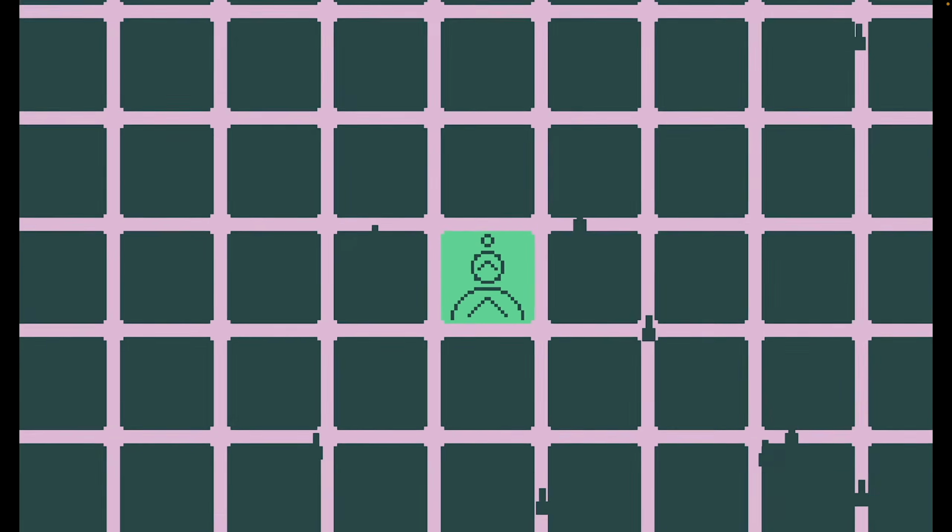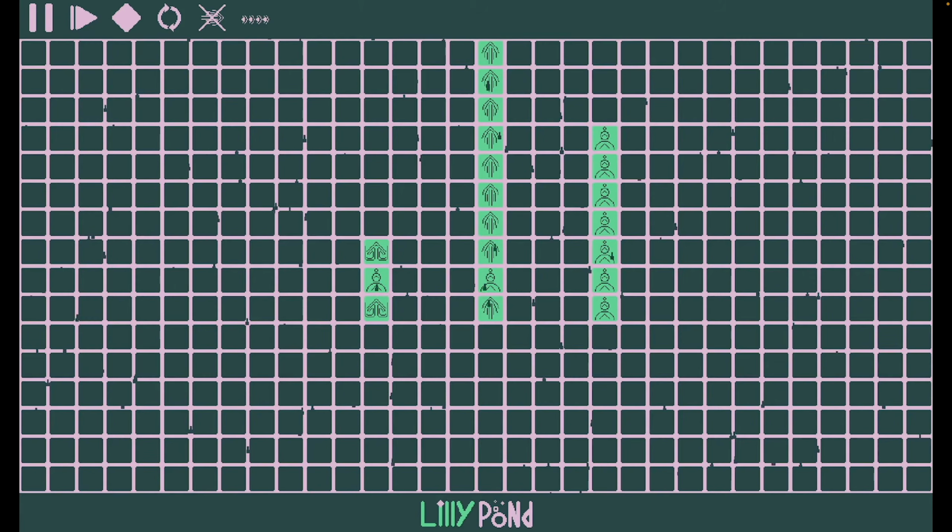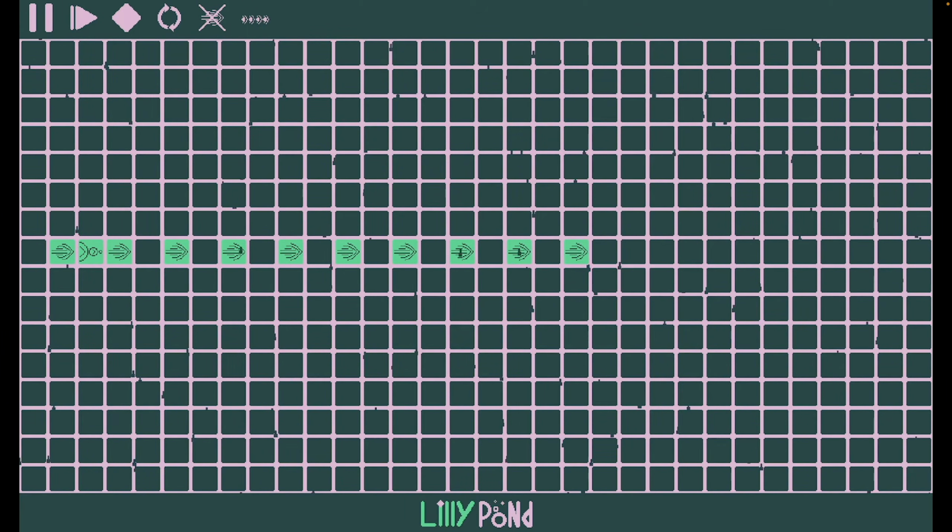This is a duplicator. All that it does is look at the cell behind it and make a copy of that cell in front of it if that space is empty. This can be very useful for making long lines of tadpoles and can be used to create these weird self-replicating chains.